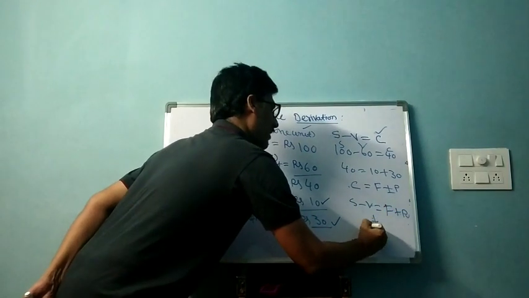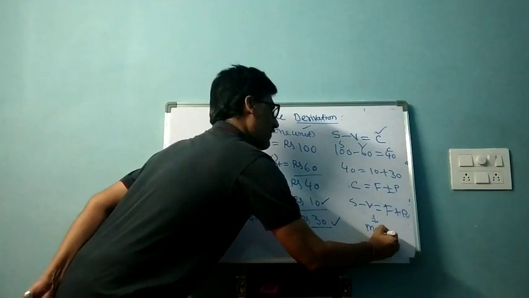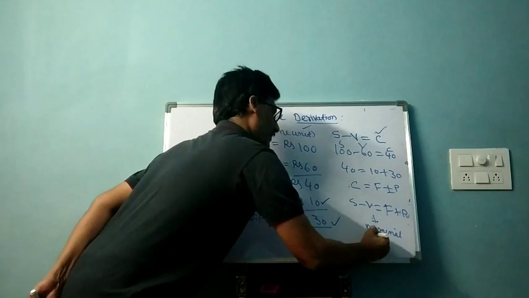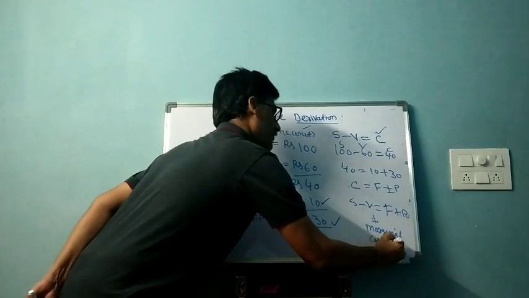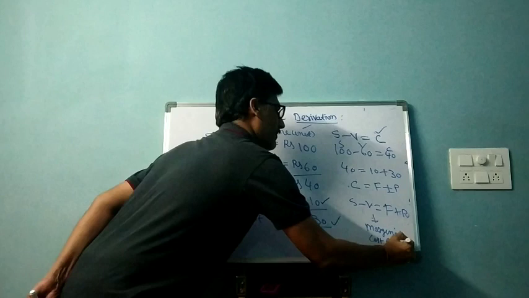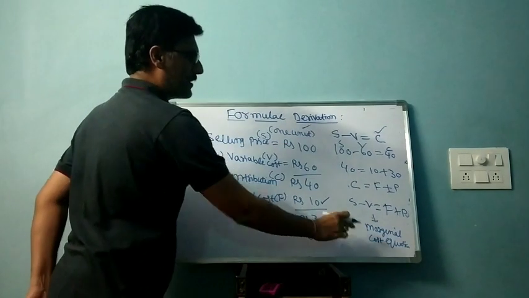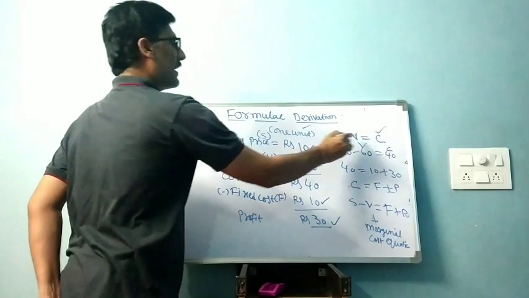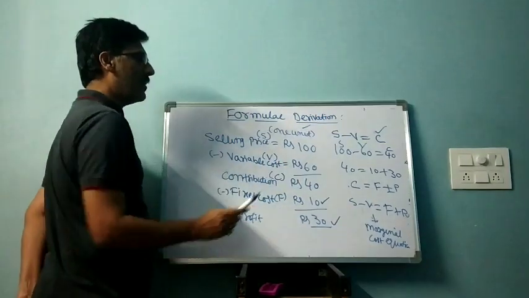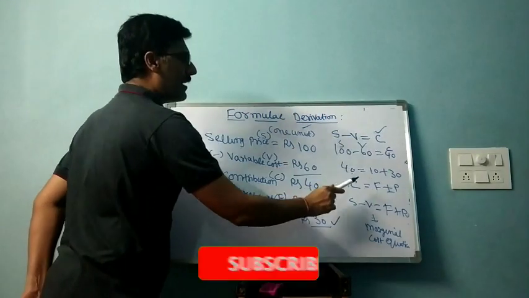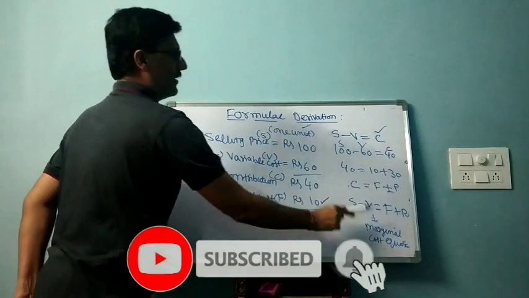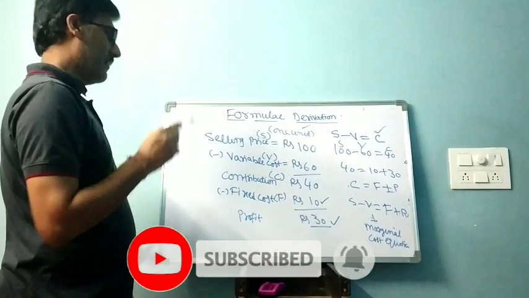This is called the marginal cost equation. With the simple example, I have written the marginal cost equation formula. Sales minus variable cost is equal to contribution. In this contribution, what are there? Fixed cost and profit. Right.